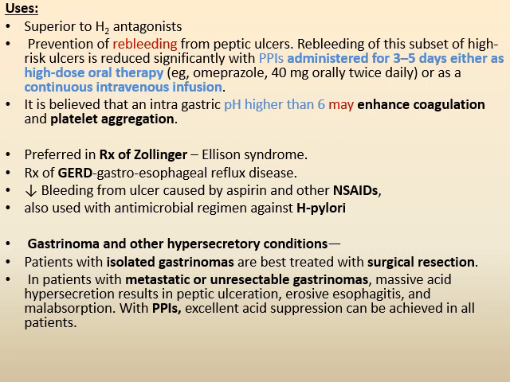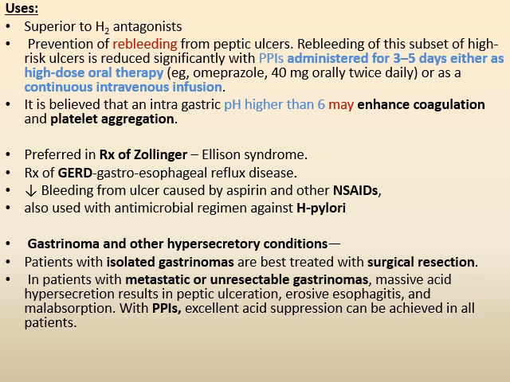dose. We said the usual dose of omeprazole is 20 mg, which inhibits acid secretion for about 24 hours. Here, what do we give? We give 40 mg twice daily, or we give a continuous intravenous infusion. We keep giving this for 3 to 5 days to prevent re-bleeding. Why do we give a high dose? To get a high pH in the stomach, about 6. Studies showed that a gastric pH of 6 leads to enhanced coagulation and platelet aggregation.